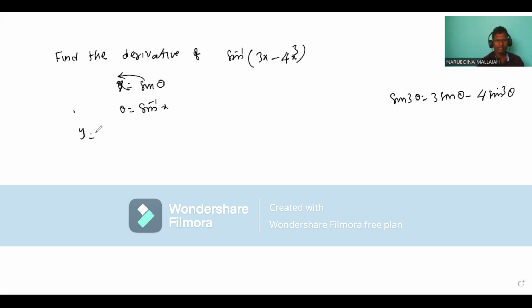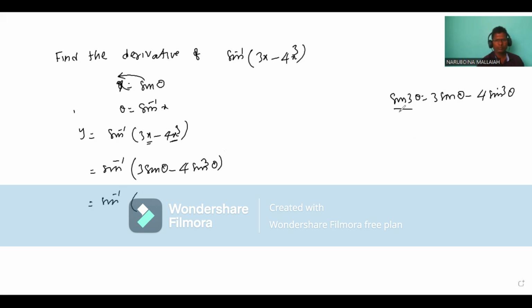Now write the given function, sin inverse of 3x minus 4x cube. Sin inverse of 3 into, in the place of x I am writing sin theta, 3 sin theta minus 4 into, in the place of x I am writing sin theta. It has a cube, so put this cube here. It will become 4 sin cube theta.